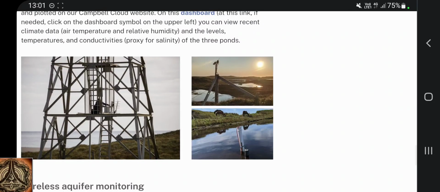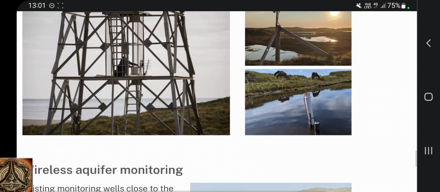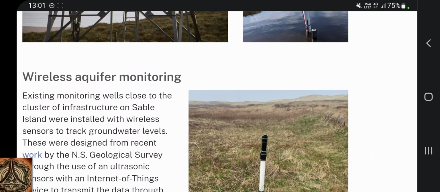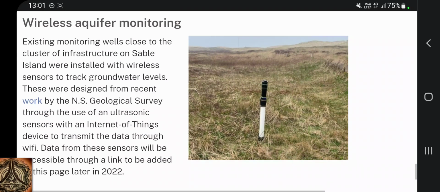Yes, now we come to the very, very interesting place. Wireless aquifer monitoring.